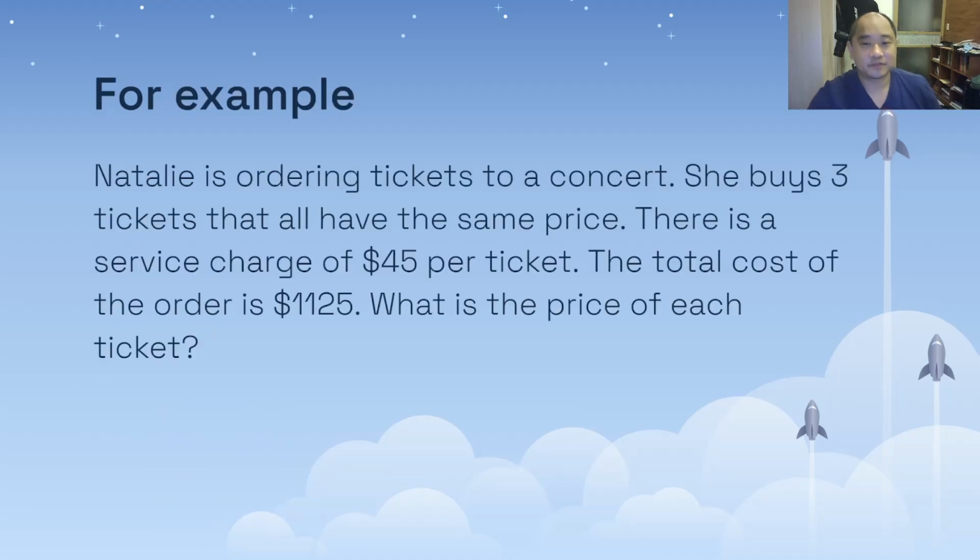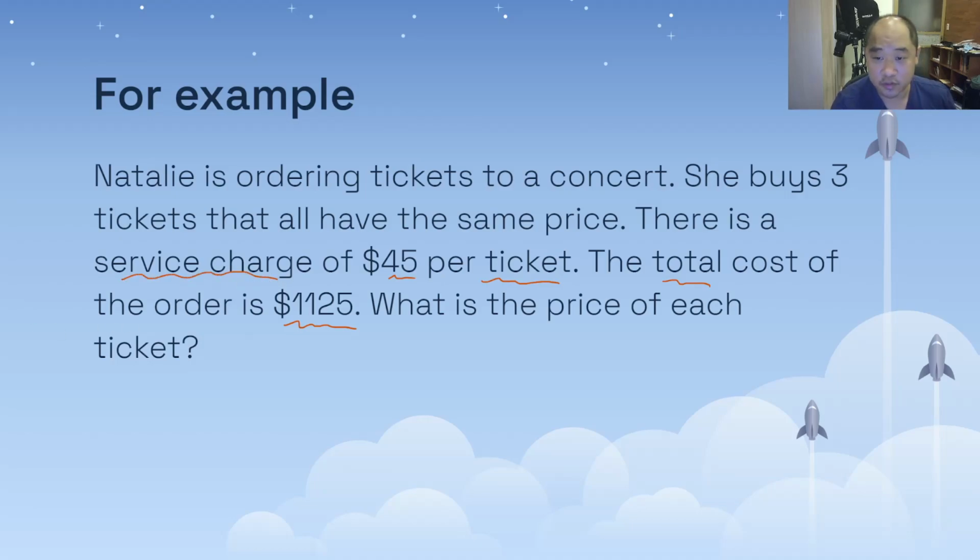Okay, let's say that Natalie is ordering tickets to a concert, and she buys 3 tickets that all have the same price because they're just right next to each other. There is a service charge of $45 per ticket. The total cost of the order is $1,125. So we know the total cost. Total cost, $1,125. We know that it's $45 for 1 ticket. What is the price of each ticket? No, I'm sorry. It's the service charge.